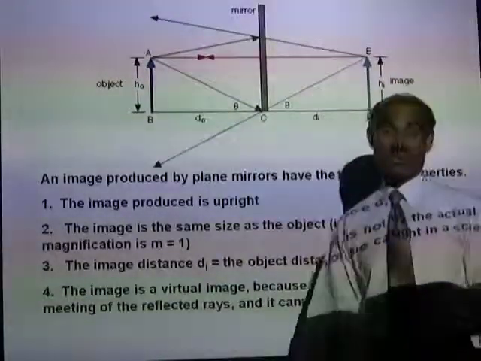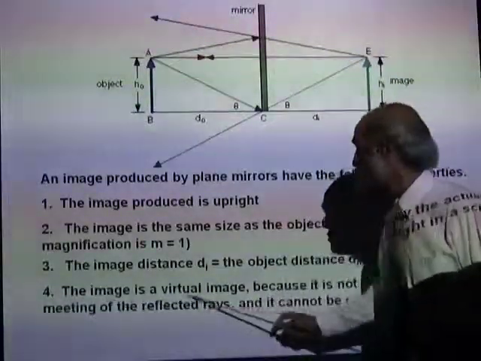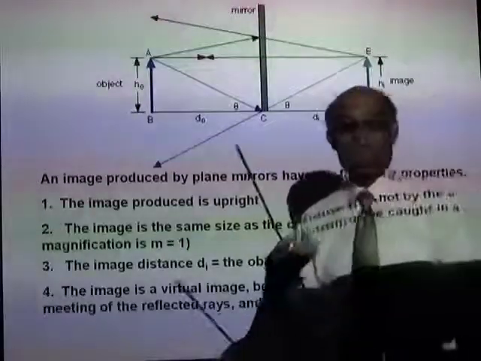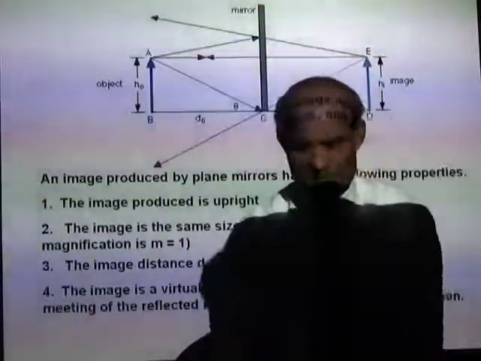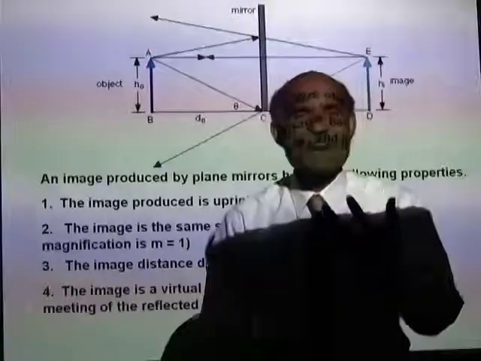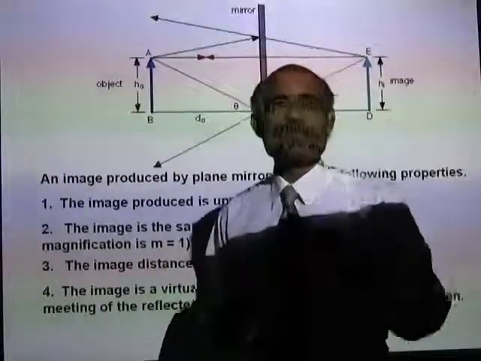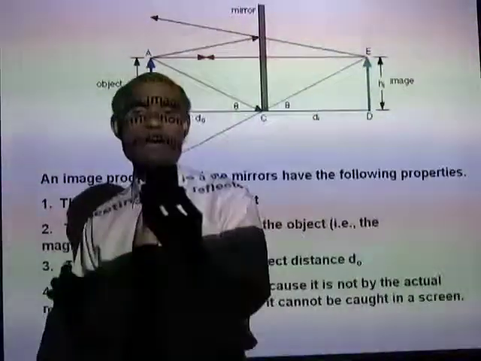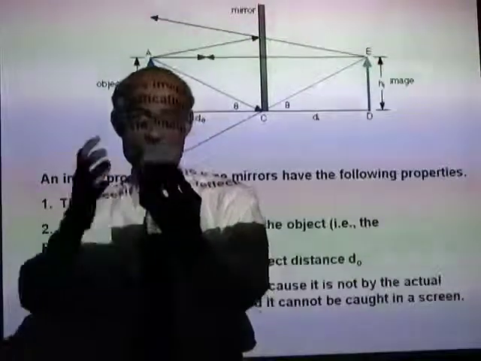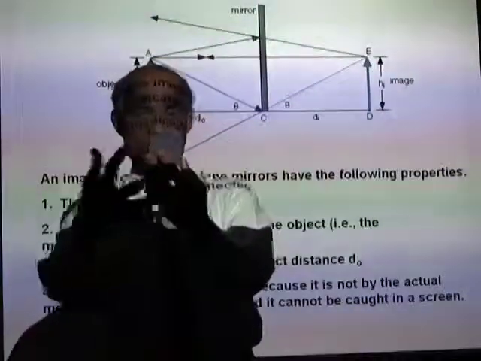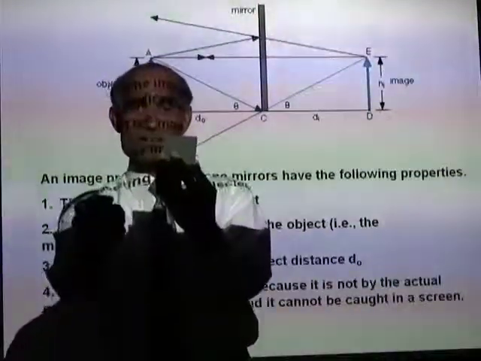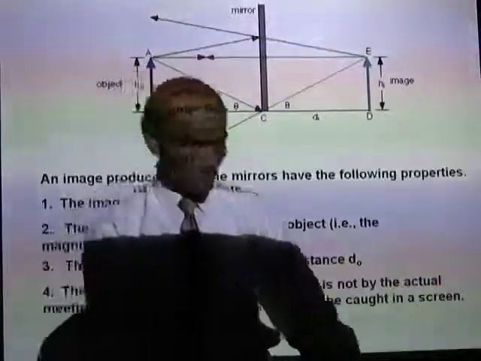Now, another important one is that the image is a virtual image. It really doesn't exist there. It's an illusion created by this rectilinear propagation of light. Now, if I look at my image, can I catch it? It's simply not there. It's an illusion.